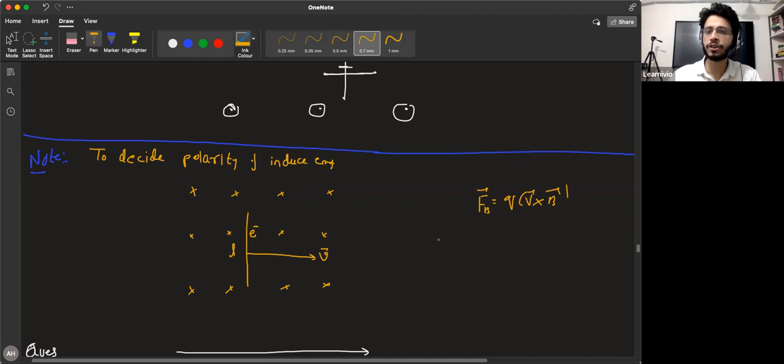How do we decide the direction of magnetic force? We did this in chapter number 4 also. Just place your fingers along the velocity and curl them towards the magnetic field. What is the direction of the thumb? Everyone write in the chat room. In this figure, place your fingers in the direction of velocity and curl them towards the magnetic field. Where is your thumb going?